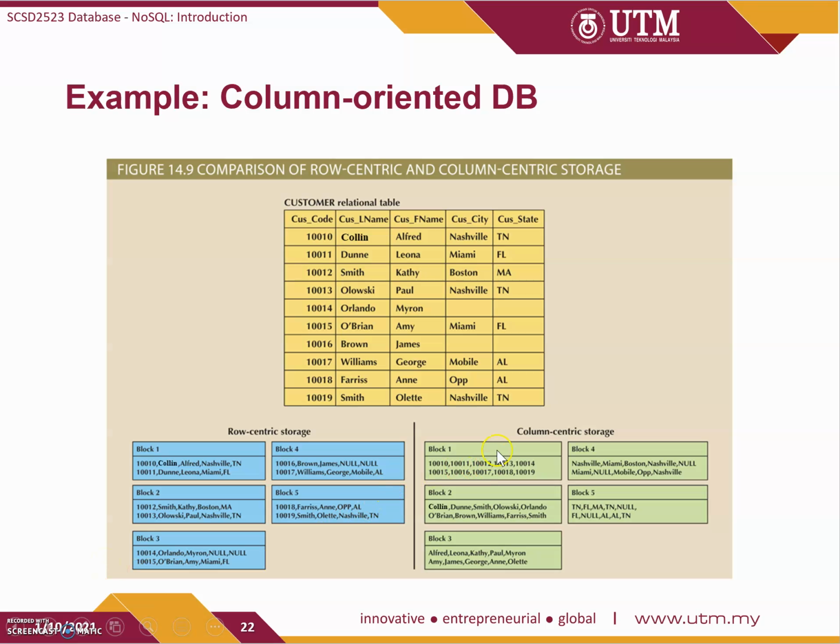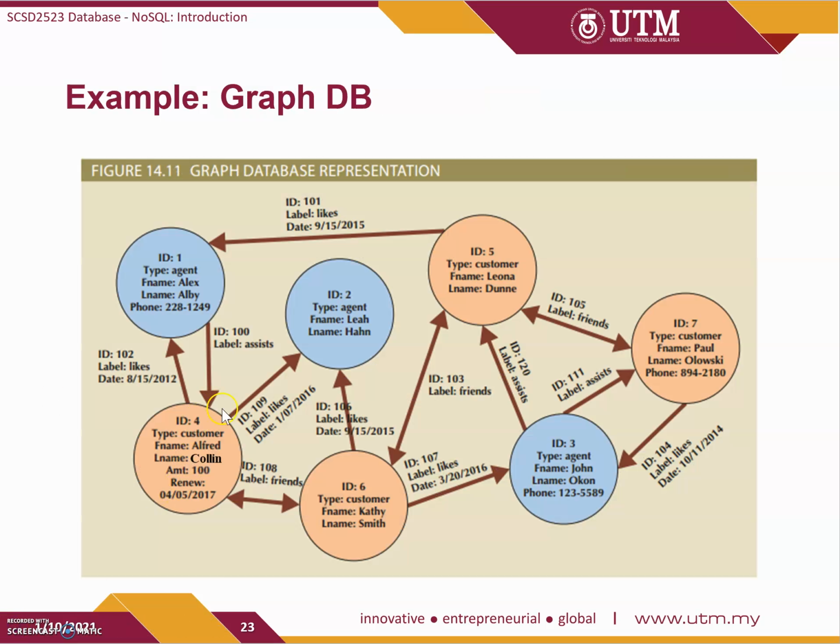And vice versa to that is column-centric storage, whereby it will take only the columns. So each column will be given a name: block 1, block 2, block 3, block 4, and block 5. And lastly is the graph database representation.